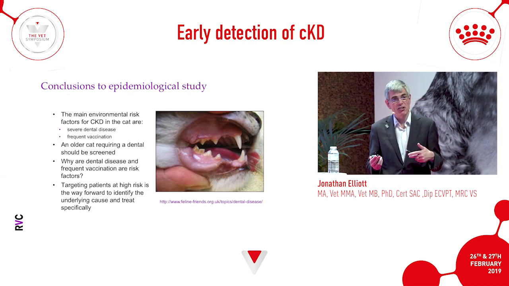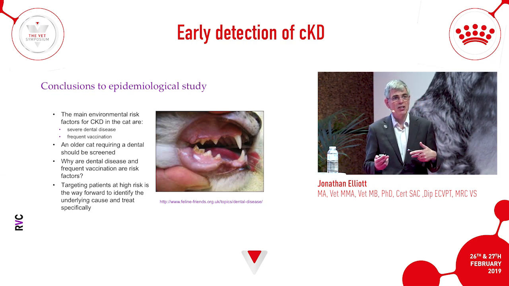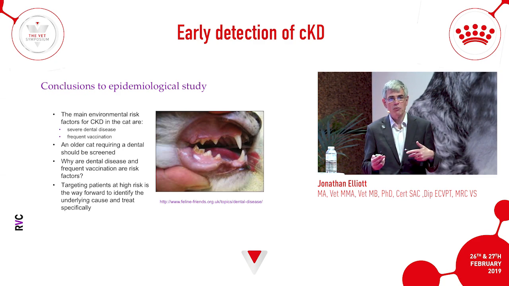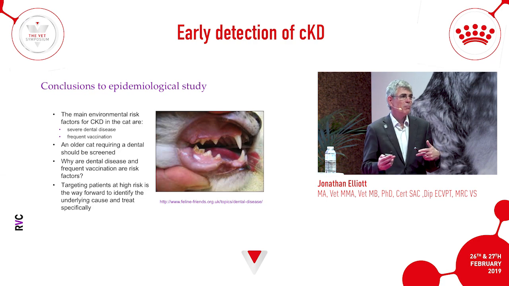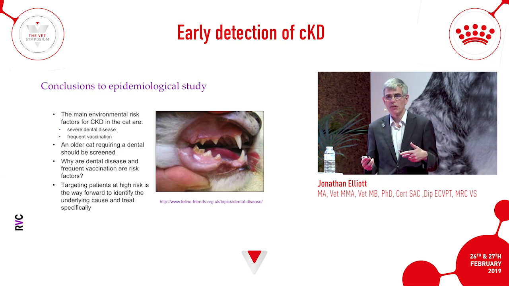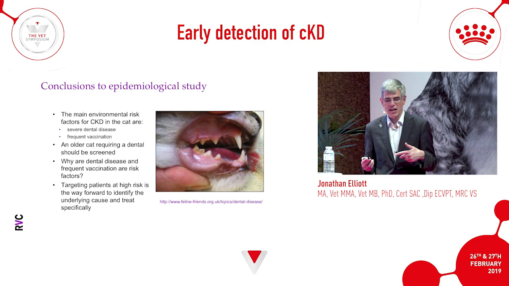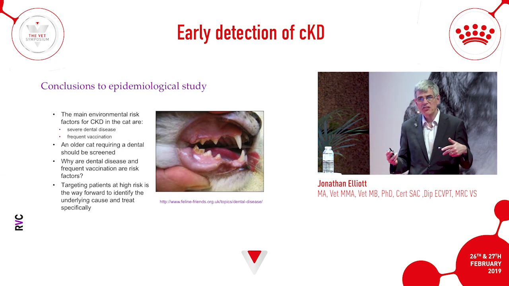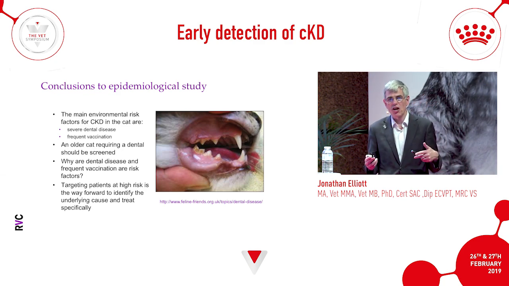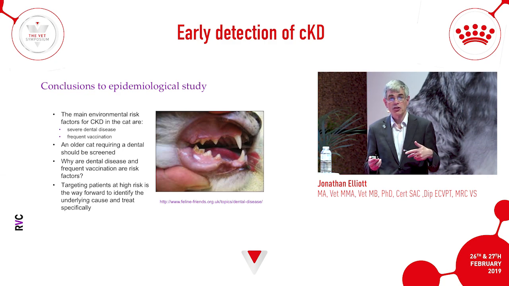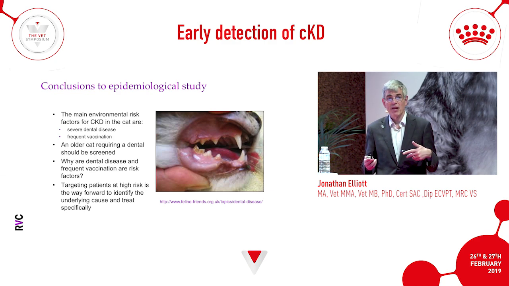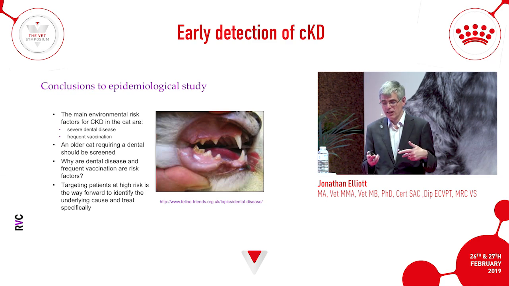But why are they at greater risk? What is it about dental disease that increases the risk of chronic kidney disease? If we understood that, then we might be understanding more about the primary causes of chronic kidney disease in cats. But what this information does is it helps you to target the population of cats in your clinics that you should be screening, and really helps you to be doing those screening tests on cats that have a higher risk of chronic kidney disease.